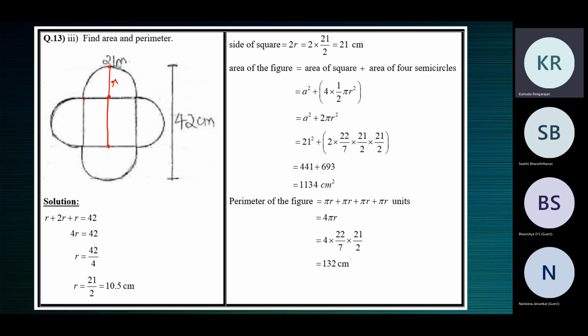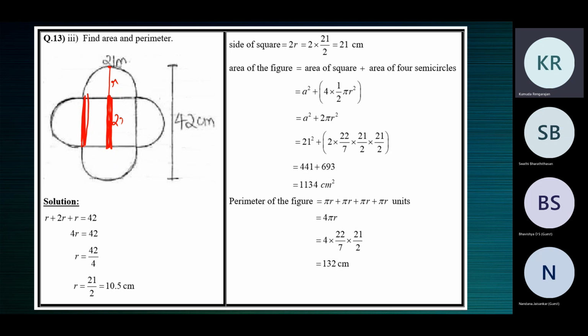This is the diameter, no? This is diameter. So this length also will be... this line segment is not the diameter of the semicircle, but the length of this line segment is equal to the length of the diameter.